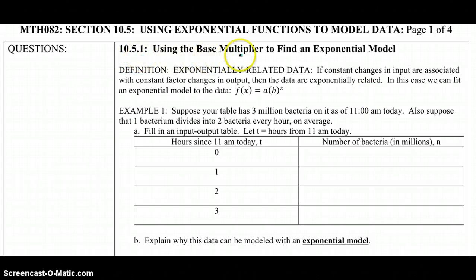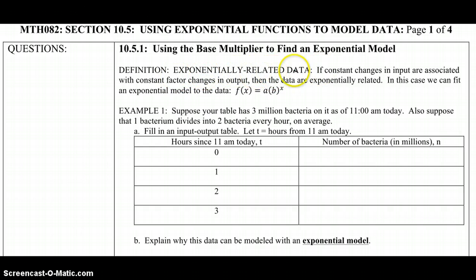10.5.1, using the base multiplier to find an exponential model. So definition. We've looked at linear related data and the patterns we looked for there, and quadratically related data. And in this last section, we're looking at exponentially related data.